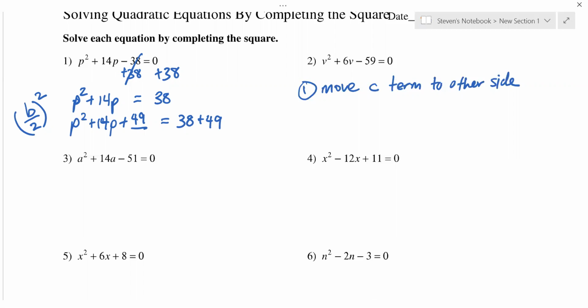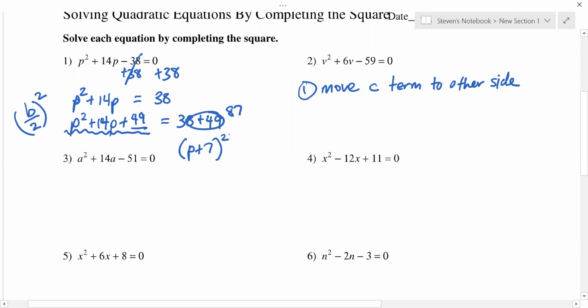Okay, so now I have 38 plus 49, which gives me, what is that? 87. So this makes 87 right here. Now we're going to factor this perfect square trinomial. So that factors to be p plus 7 squared, because 7 times 7 is 49 and 7 plus 7 is 14. So it's p plus 7 times p plus 7, or we can write it p plus 7 squared equals 87.